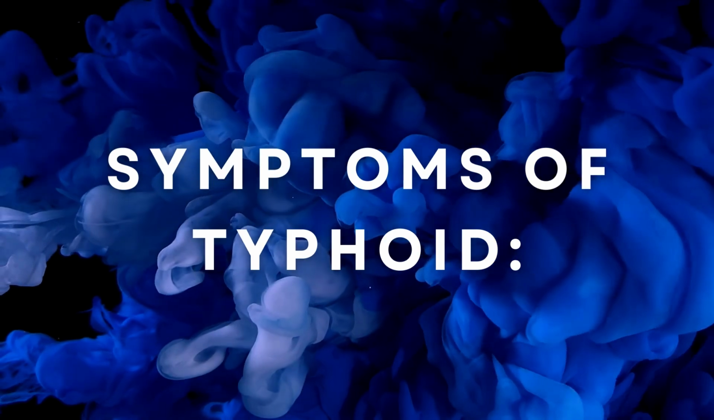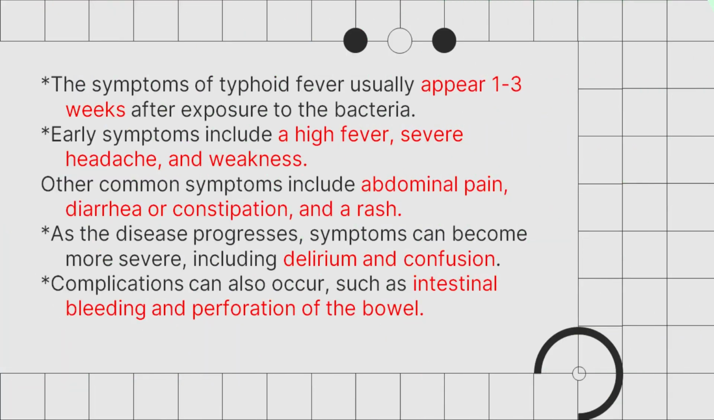Symptoms of typhoid fever. The symptoms of typhoid fever usually appear 1 to 3 weeks after exposure to the bacteria. Early symptoms include a high fever, severe headache, and weakness. Other common symptoms include abdominal pain, diarrhea or constipation, and a rash. As the disease progresses, symptoms can become more severe, including delirium and confusion. Complications can also occur, such as intestinal bleeding and perforation of the bowel.